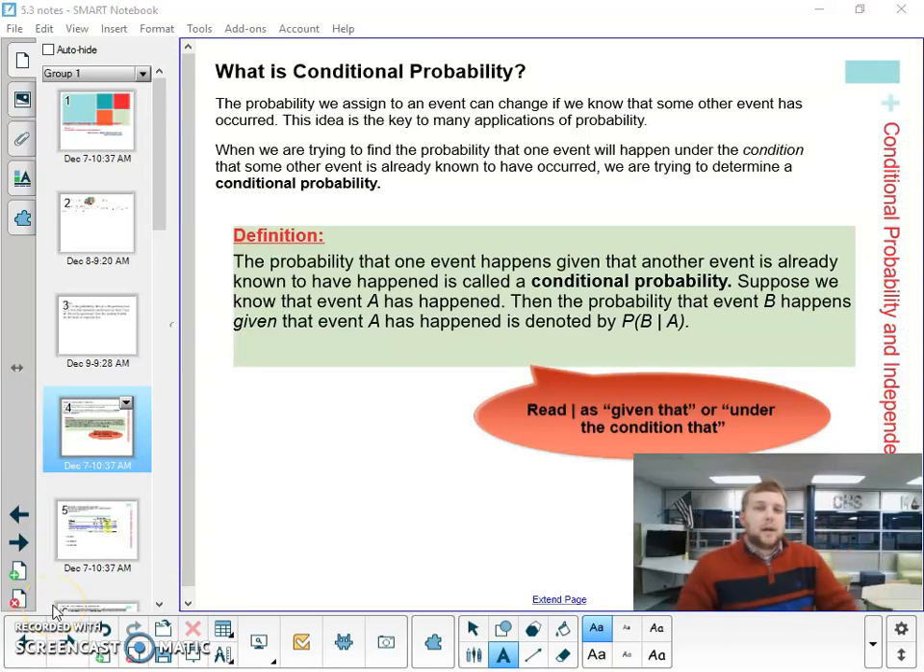Welcome to 5.2 AP Statistics with Mr. Sheevy. Alright, today's agenda: conditional probability and independence.